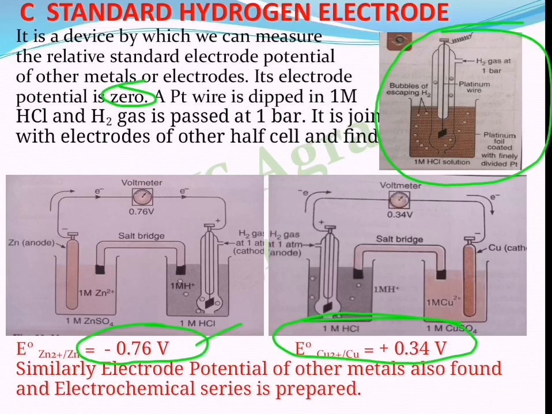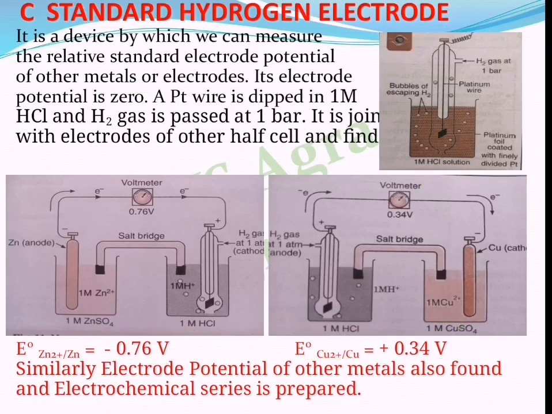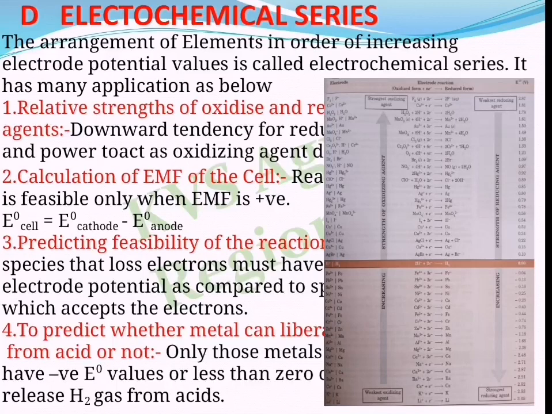Clear? Those metals which have more tendency to lose electrons have negative electrode potential, and those which have more tendency to gain electrons have positive electrode potential. Similarly, we can find the electrode potential of other substances and we can prepare an electrochemical series. Let's see the electrochemical series in the next slide. This is the electrochemical series that is given in your book, this diagram. This is the arrangement of elements in order of increasing electrode potential values according to the relative tendency to lose or gain electrons.